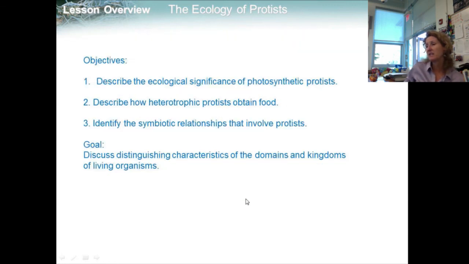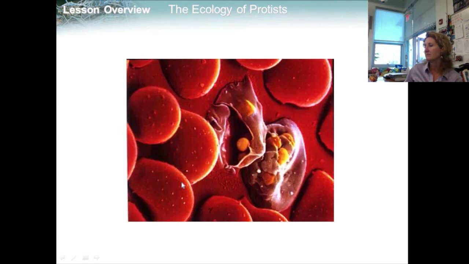So our three objectives again are: describe the ecological significance of photosynthetic protists, describe how heterotrophic protists obtain food, and identify the symbiotic relationships that involve protists. And yes, it still supports our goal of distinguishing characteristics of the domains and kingdoms of living organisms. And that is a blood cell that's been taken over by malaria. Anyhow, not a cute picture, but enjoy.